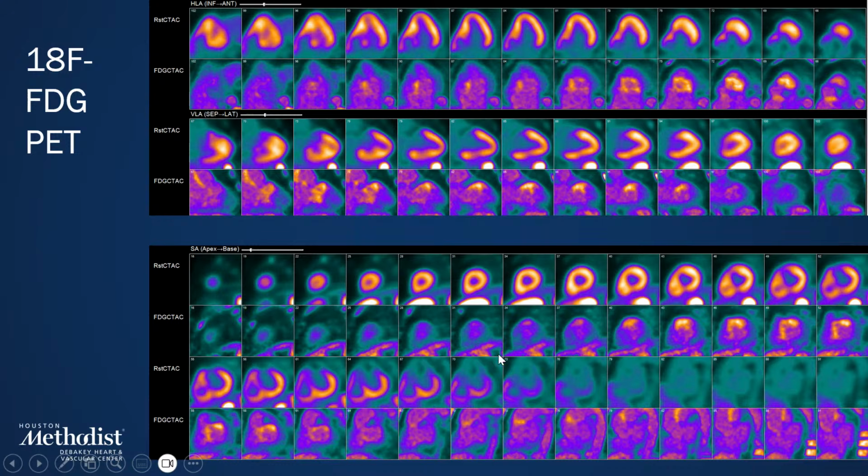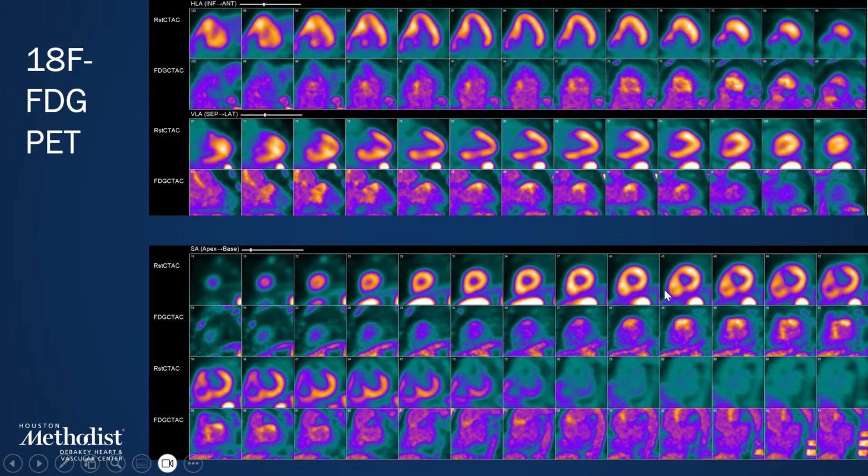And this continues as we go further into the LV cavity, where we still have that reduced count in the anterior wall, a bit in the inferior septal wall, and in the inferior wall.